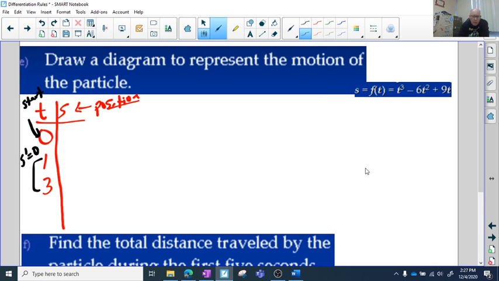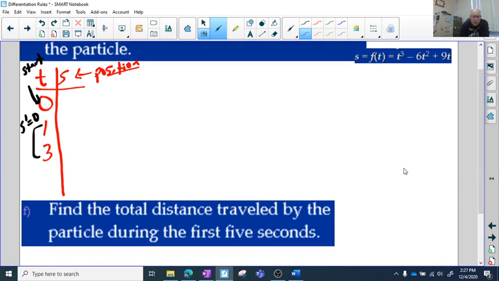And then your last one, we'll kind of do these two questions together. I would put in here also, because this one says during the first 5 seconds, so then I would put my end time, which they'll always tell you in the question. They'll say, like, how far did the particle travel during the first 23 seconds? So then I would go 0, 1, 3, 23. How far did the particle travel during the first 11 seconds? 0, 1, 3, and 11.